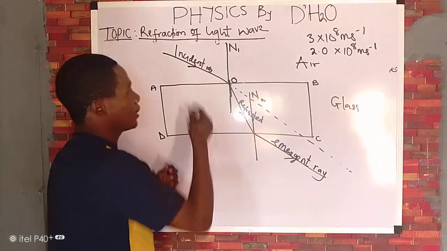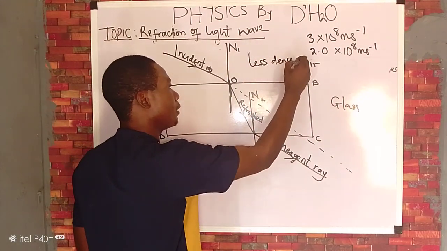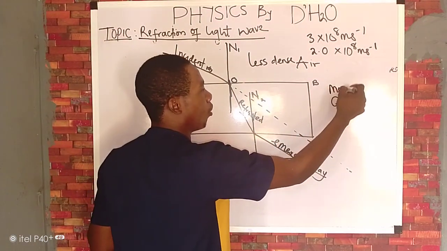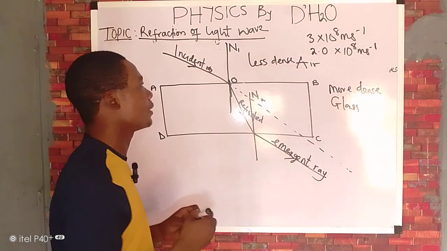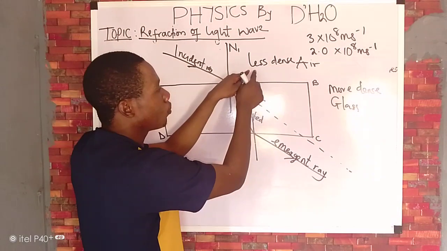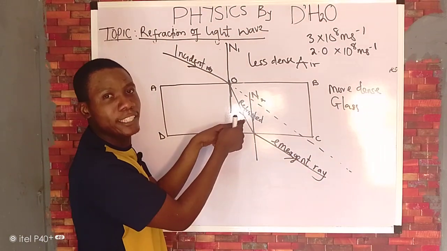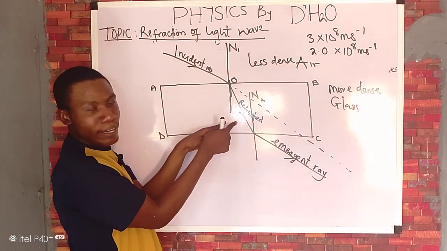Okay? Now, this air is a less dense medium, in the sense that the density here is lower than this. This one is a more dense medium. So what we observe in this place is that if a light wave moves from a less dense medium to a more dense medium, the ray of light, which is the refracted ray, will bend towards the normal, as you can see in this diagram, okay?